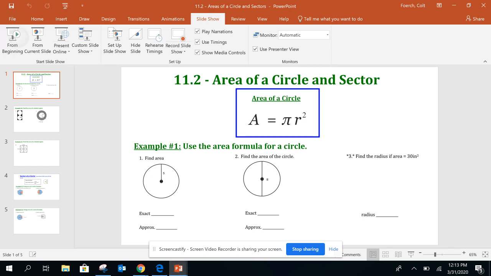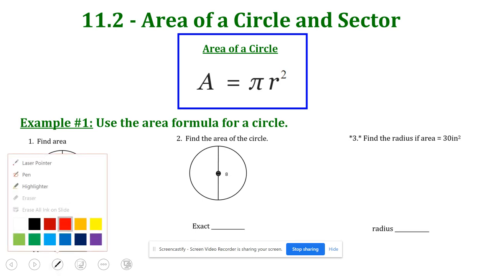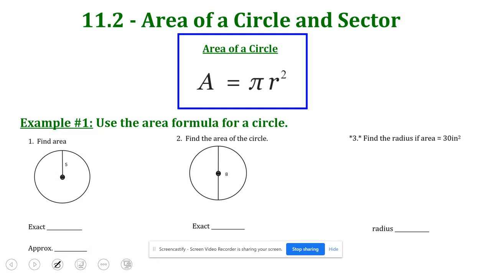Hey, welcome back. We are on 11.2, trying a different format, which is kind of nice. Hopefully this will be a little bit better than last time, using a little bit more of the screen. We are doing more formula work with area of a circle and sector. A lot of this is going to be looking at a formula, figuring out what to punch into the formula, and then using good algebra to figure out what the answer is, whether you're finding area or radius or wherever that might be. Let's see if this works a little bit better today.